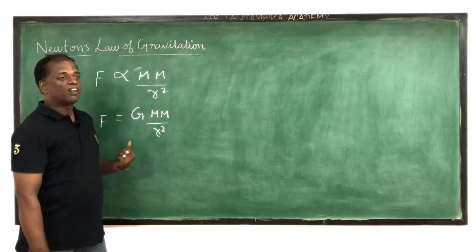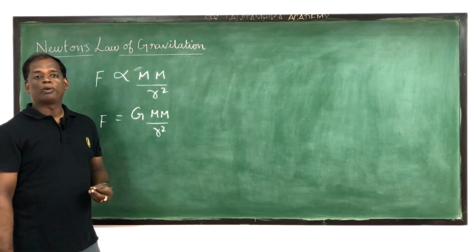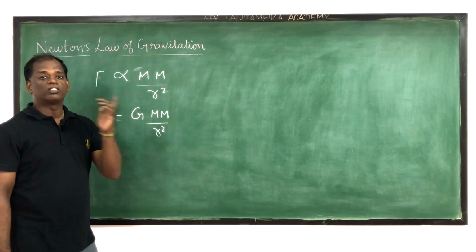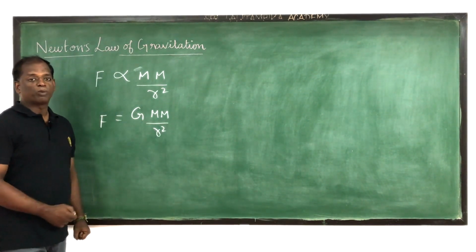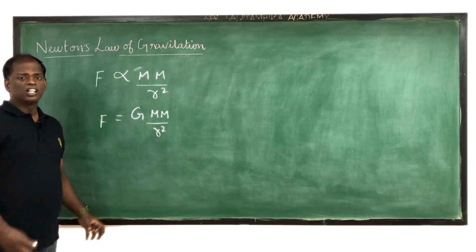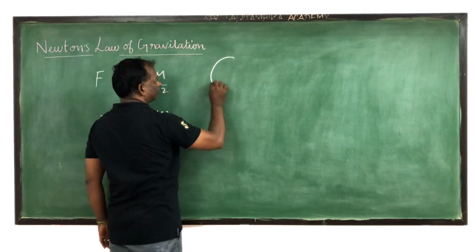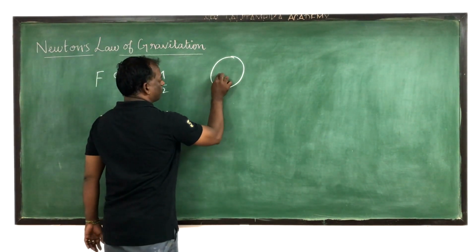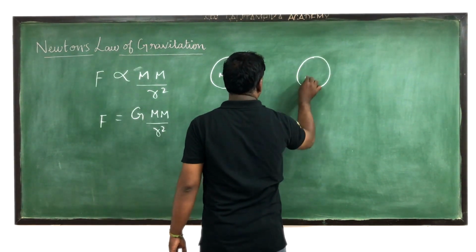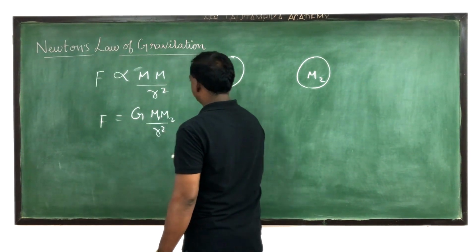So Newton's law of gravitation, the force என்ன சொல்றாங்கன்னா, the force is directly proportional to the masses. ரெண்டு mass, product of the masses and inversely proportional to the square of the distance between them. That is the force of attraction. ரெண்டு mass இருக்குது. So let us keep it as M1, இன்னொரு mass M2. So இங்க M1 வச்சா இங்க M2.